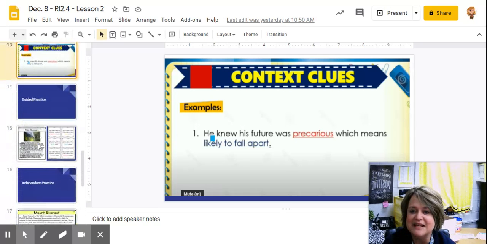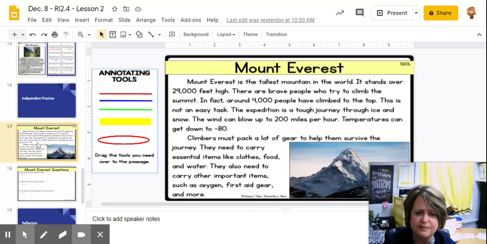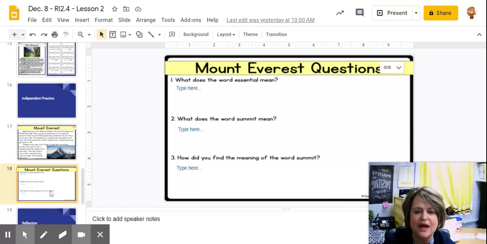Today, for guided practice, we are going to do this together when we get on live. We're going to be reading a passage and try to figure out what some of these words mean. For independent practice today, you're going to read about Mount Everest. This is a picture of Mount Everest. It is one of the tallest mountains in the world, and a lot of very cool people climb Mount Everest. They go through a lot to get to the very top. That's what you're going to read about, and then you have some questions.